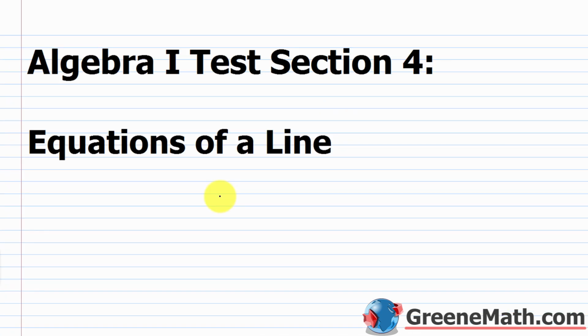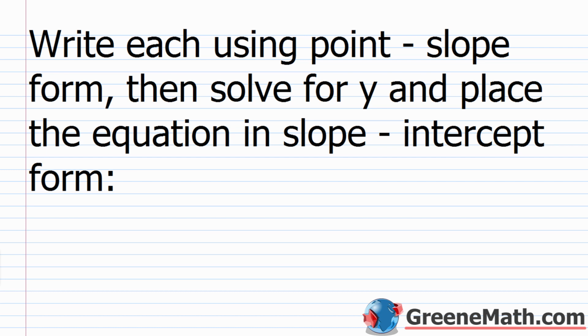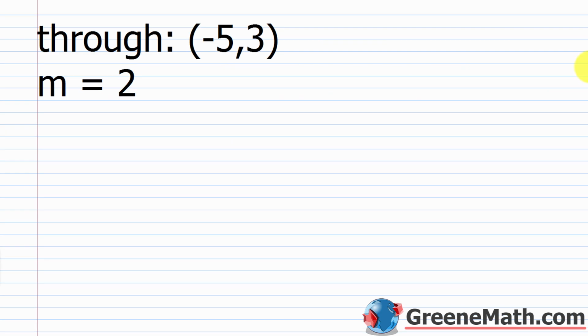Hello and welcome to Algebra 1 Test Section 4 on equations of a line. All right, so we want to write each using point-slope form, then solve for y and place the equation in slope-intercept form. All right, so for the first problem, we have a line that goes through the point -5, 3 and has a slope that's 2.